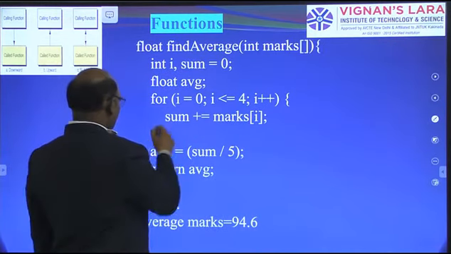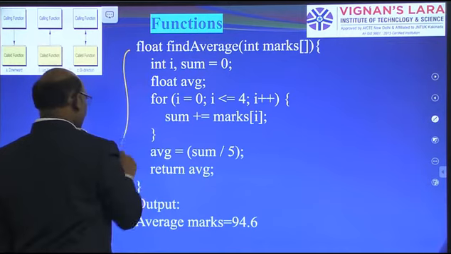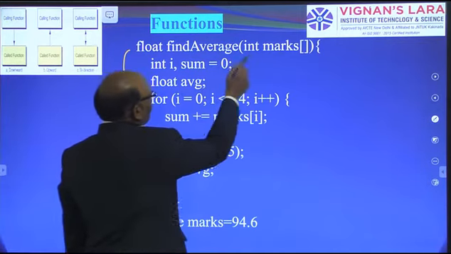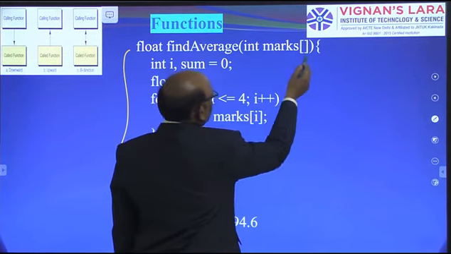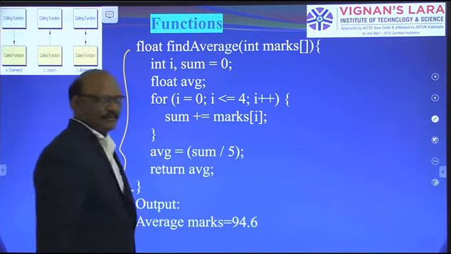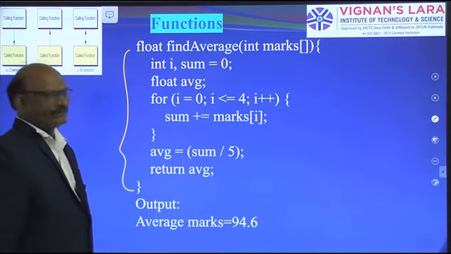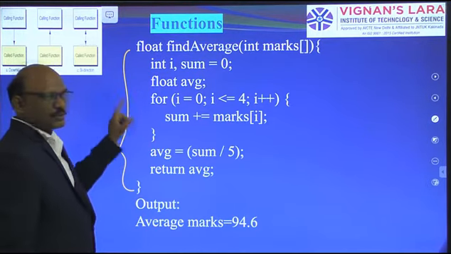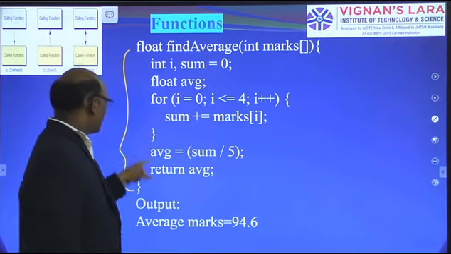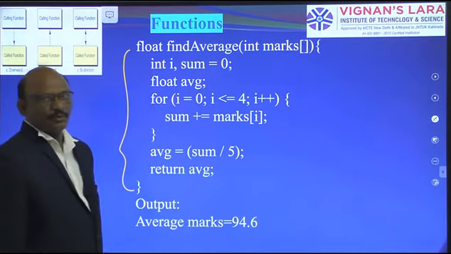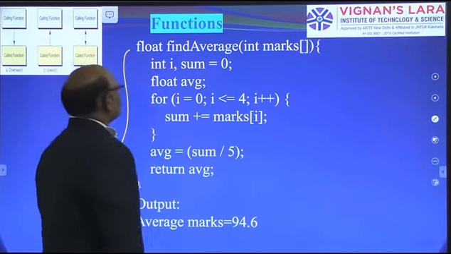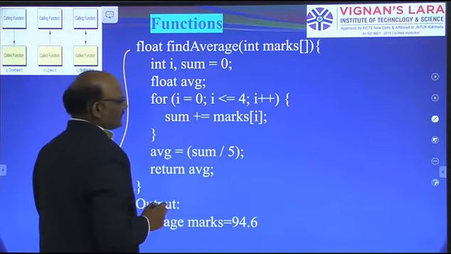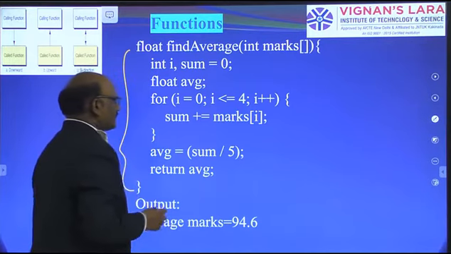Next is the function for finding average marks. So float find average of int marks of. This is the function header, and this is the function definition. A function definition consists of two parts: one is the function header, and the remaining part is the code, the function body. First, sum is 0. I am declaring AVG for calculating the average.